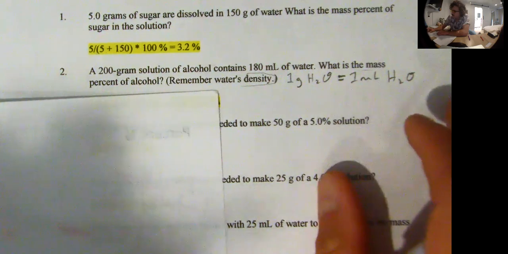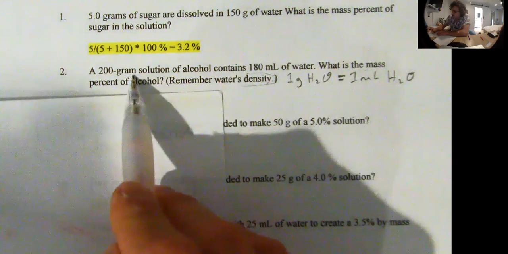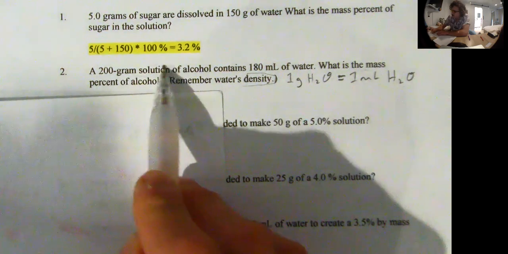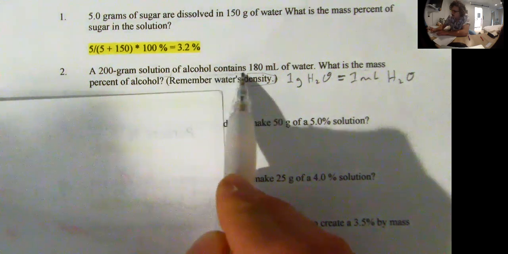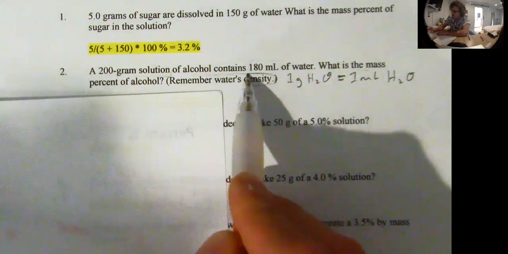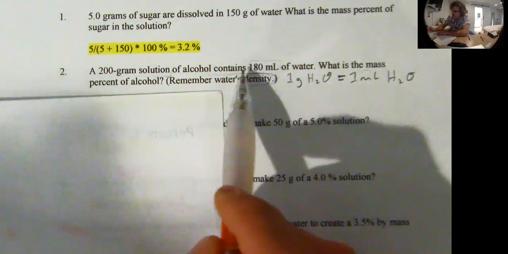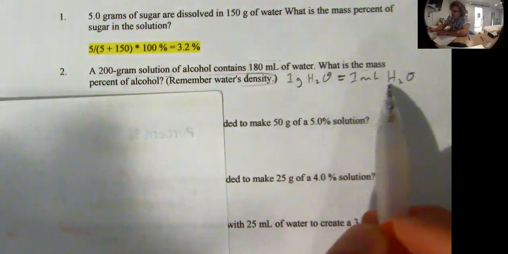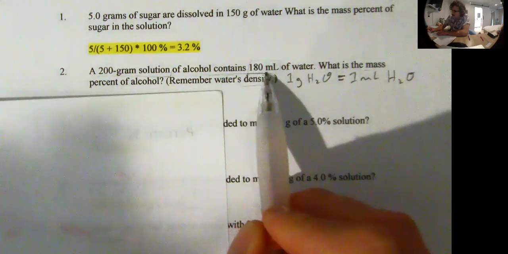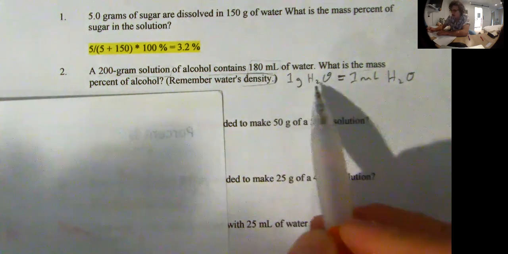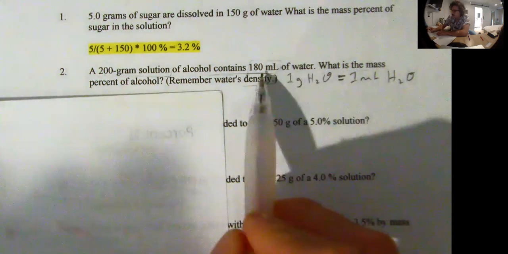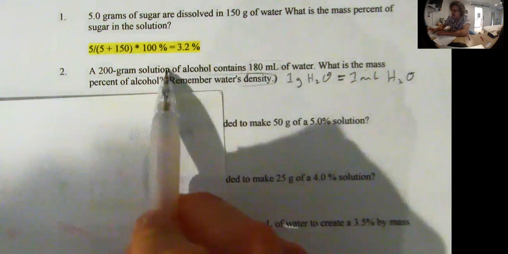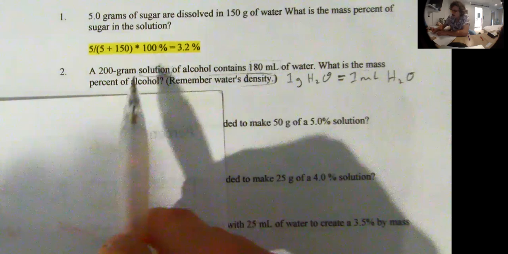Okay, so it's a whole solution, a 200 gram solution of alcohol contains 180 milliliters of water. Since 1 gram of water equals 1 milliliter of H2O, 180 milliliters of water equals 180 grams. So that means 180 grams of this solution is going to be water.